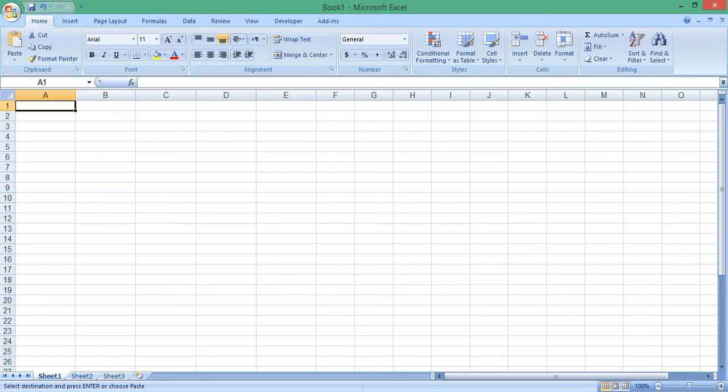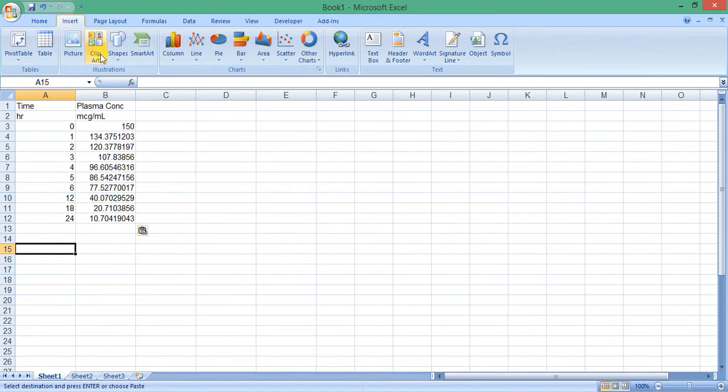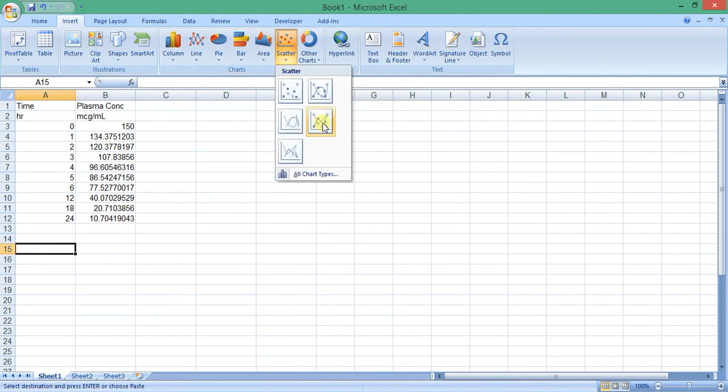In this lecture we will see how to calculate the area under plasma concentration versus time curve using Microsoft Excel. You are given the plasma concentration versus time data in columns A and B. Let's first plot the plasma concentration versus time data as explained in the previous lecture. Insert from chart, other, scatter, then scatter with straight lines.